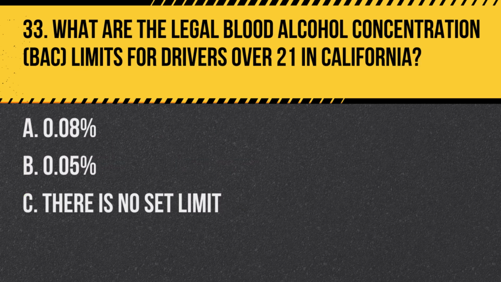Question 33. What are the legal blood alcohol concentration limits for drivers over 21 in California? A. 0.08%. B. 0.05%. C. There is no set limit. Answer: A. 0.08%. Driving with a BAC at or above this limit is illegal.